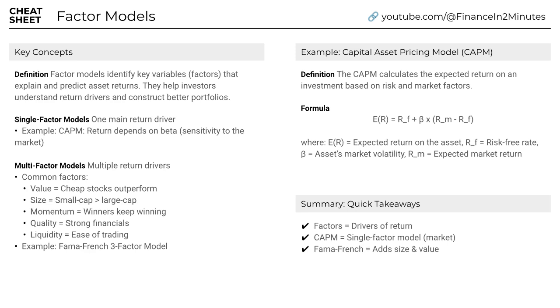Let's take a quick example. If a fund consistently outperforms the market, but its performance can be explained by high exposure to small cap and value stocks, the manager might not be outperforming due to unique insight, but just riding those factors. In short, factor models offer a systematic way to understand what's driving returns and help investors design smarter, more efficient portfolios.